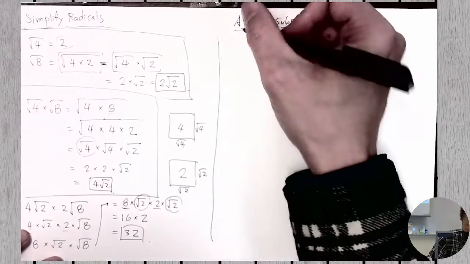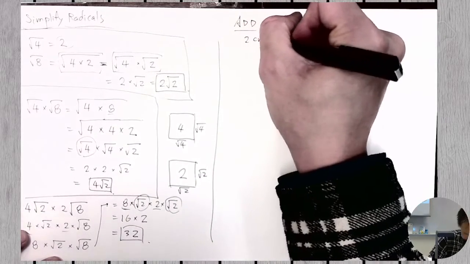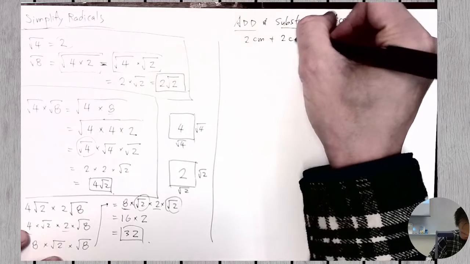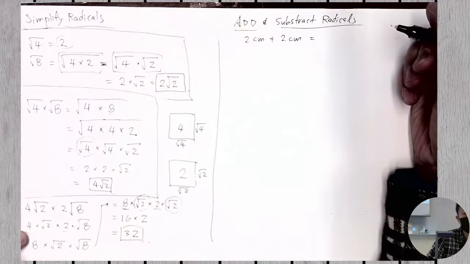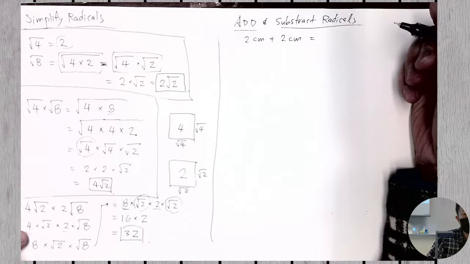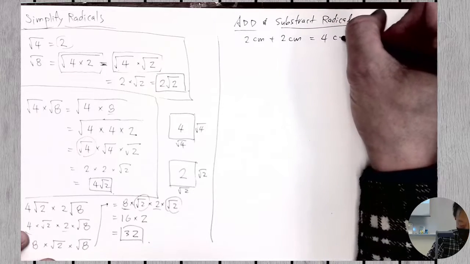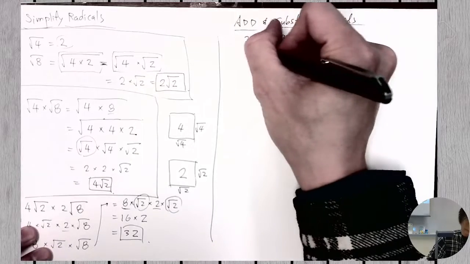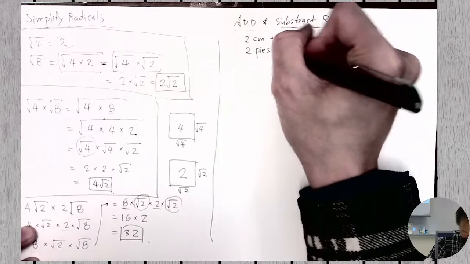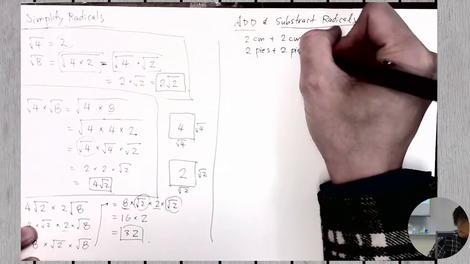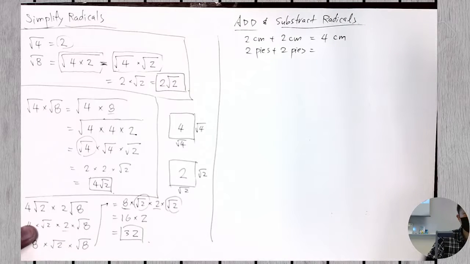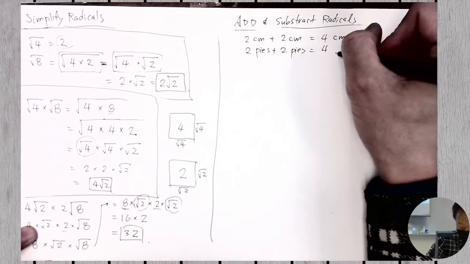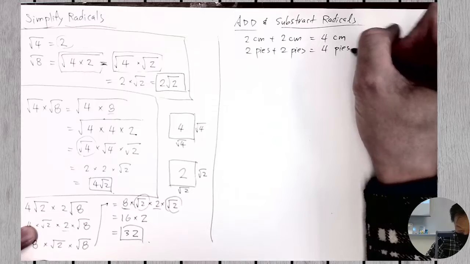Now, if I have 2 centimeter plus 2 centimeter, what is that? Is that a trick question? 4 centimeters, thank you so much. If I have 2 pies plus 2 pies, what is that? 4 pies. Yum, yum. Chicken pie.